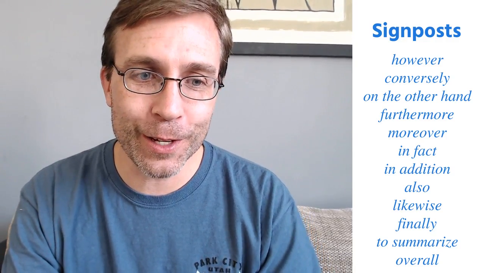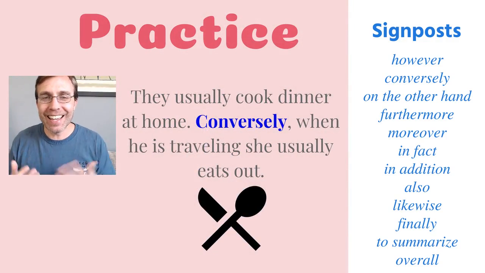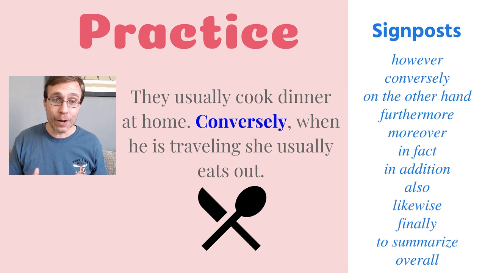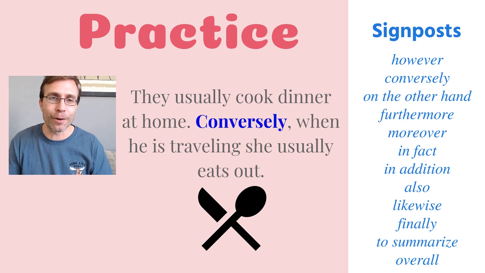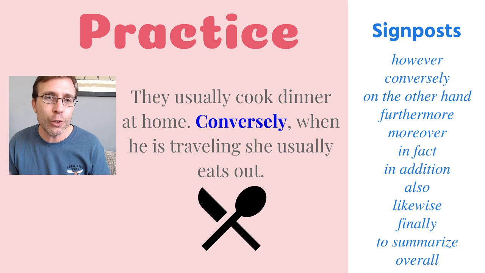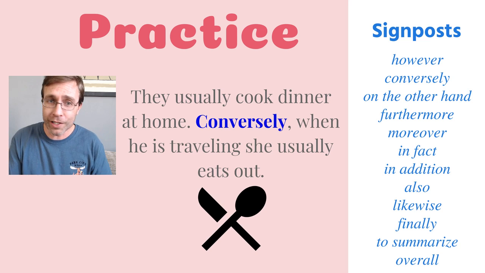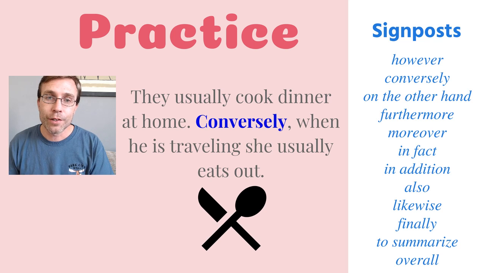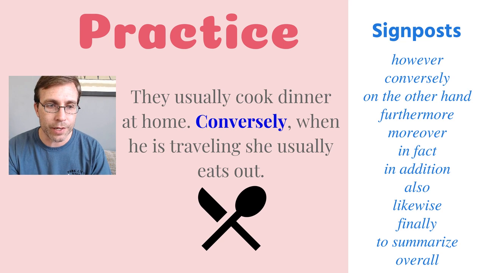What I was looking for is this one. And there's some others you could use. They usually cook dinner at home. Conversely, when he's traveling, she usually eats out. I was trying to go for two opposite ideas. You eat at home. What's the opposite of that? What's the complete reverse of that? Would be eating out. So conversely, when he is traveling, she usually eats out. Again, in this context, if you said however, that's perfectly fine. That would make sense. So again, it's not always one or the other.